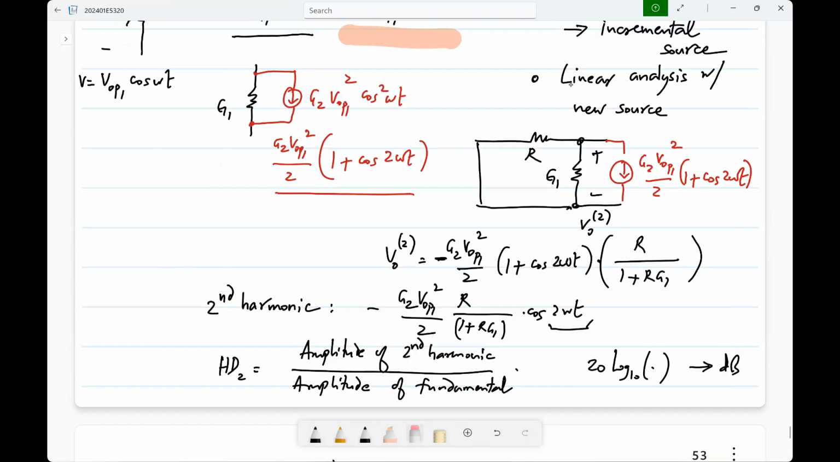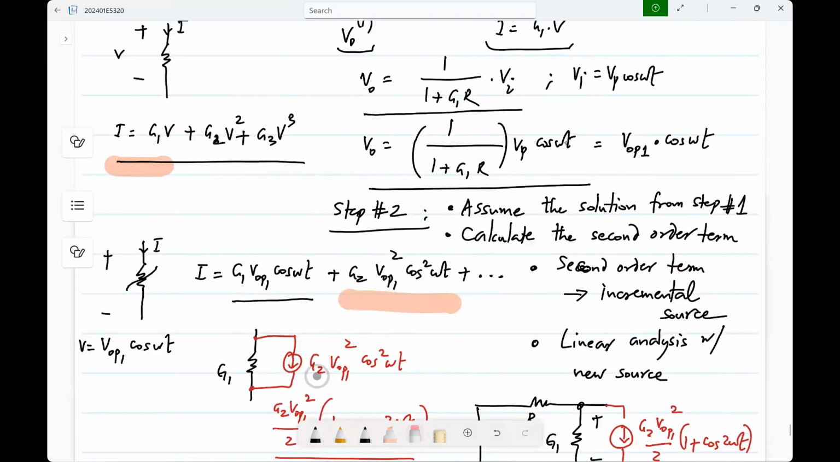So you tell me, what should I do? So one is, taking this, just like I did G2 times VO1 square, I will have to take G3 times VO1 cube. So that part is clear. But is that all, or is there something else? Should we? If so, why? If not, why not?